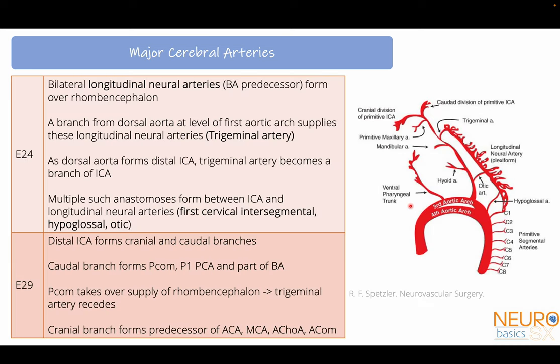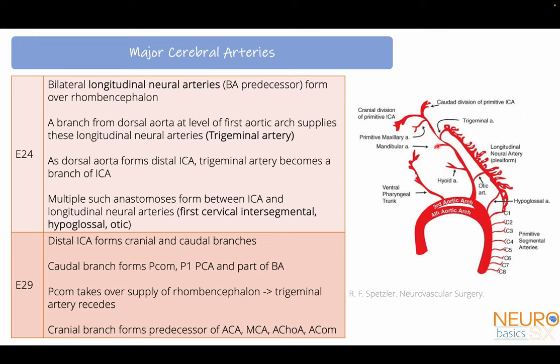Okay, so that is how the ICA and the ECA arise, but how does the cranial vasculature arise? So basically, in front of the rhombencephalon or the brainstem, there are these longitudinal plexiform vessels which form. And that is known as a longitudinal neural artery. And it's a plexiform anastomotic connection, basically. And this is the predecessor for the basilar artery. A branch will arise from this dorsal aorta and it will supply this plexiform structure. So that first branch which supplies the structure is known as a trigeminal artery.